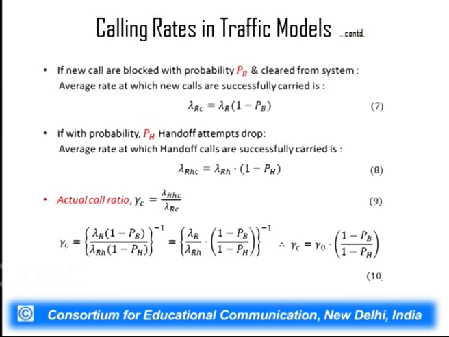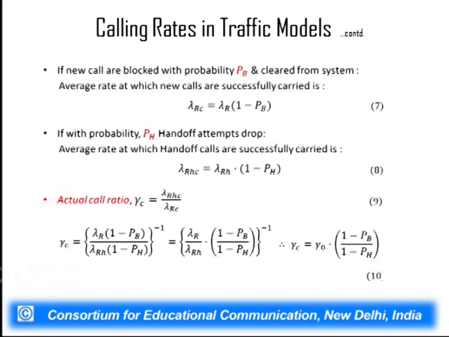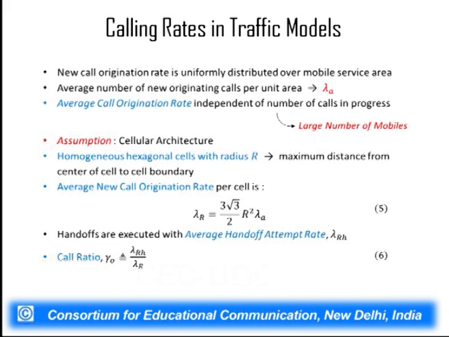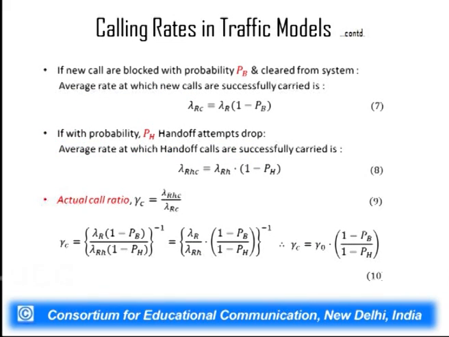So you can see that we are concerned about the average rates by which both the new calls and the handoff calls are successfully carried on. These are the successful rates. And when we find the ratio of the handoff and new, again we get the actual call ratio. If we do a simple calculation, we can see that this actual call ratio is the product of the call ratio that we found in the previous slide in equation 6, this is the same call ratio, and the ratio of the probabilities 1 minus PB and 1 minus PH. It's as simple as that.